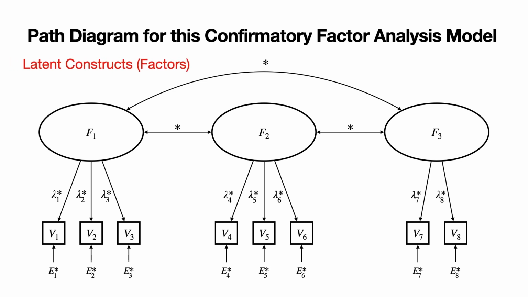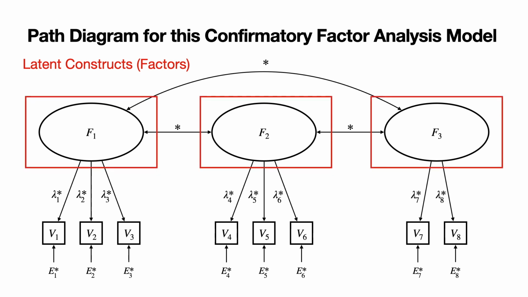First, let's look at the latent constructs, the factors in this model. You'll recall that the latent constructs or factors are the unobservable characteristics or unobservable constructs in the model. And so we have F1, which is ability, F2, which is achievement motivation, and F3, which is aspiration. So those are the three latent constructs in this model, and they are represented by ellipses, ovals, or circles, as we see here.